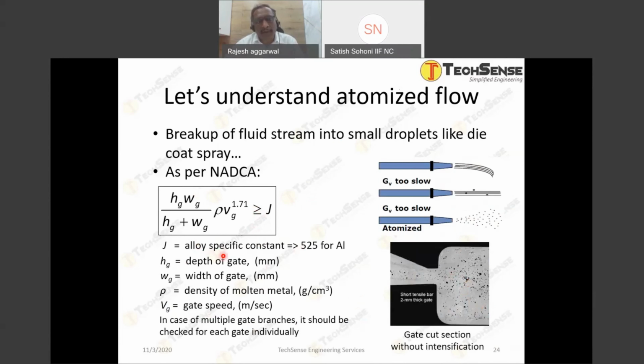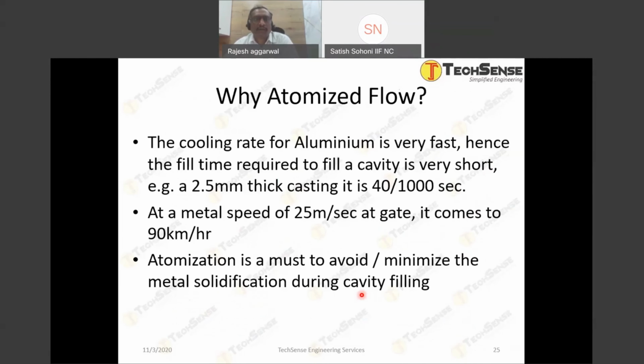For aluminum alloys, normally this J constant is 525 in metric units, not in inch units, metric units. So when we calculate this formula, the number which comes out should be greater than or equal to J, that is 525, to make sure we have atomized flow. Why atomized flow? We just talked about this.